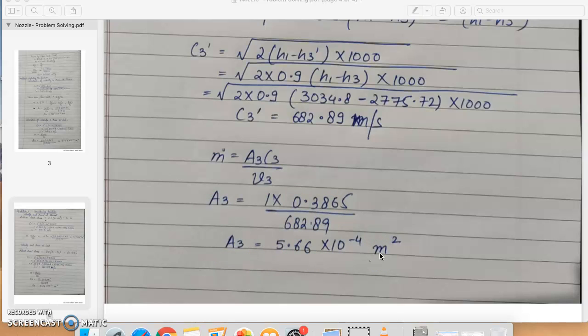So this is the numerical covering with and without friction conditions in a nozzle to find the velocity and area at the exit. While we have the other relevant data, different types of questions can be extracted from this one only, and later we'll discuss a different type of numerical too.